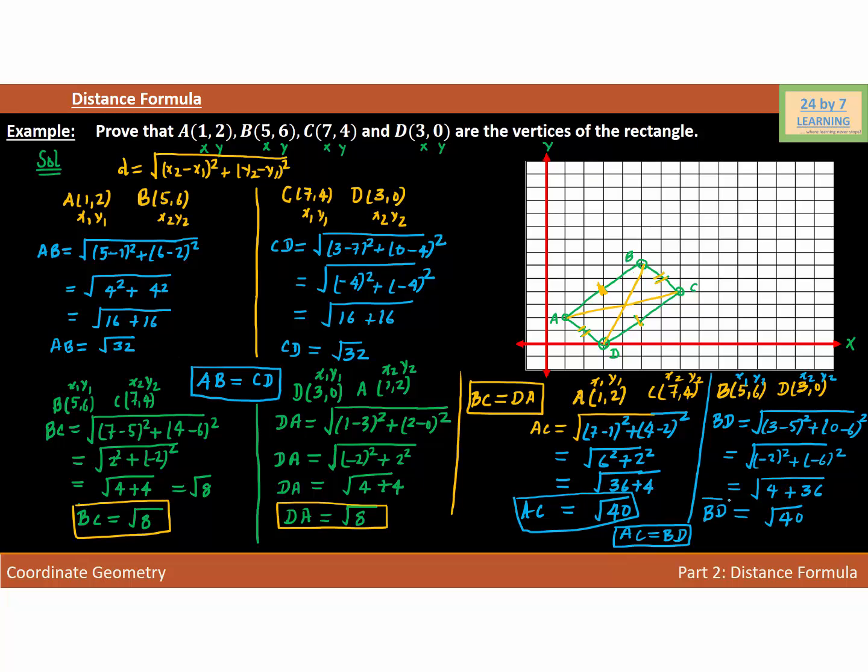to my diagonal BD. Now let's see what we have proved so far. So we proved that opposite sides are equal and this diagonal is congruent to this diagonal. And this is how we will use the distance formula to solve the mathematical problems.